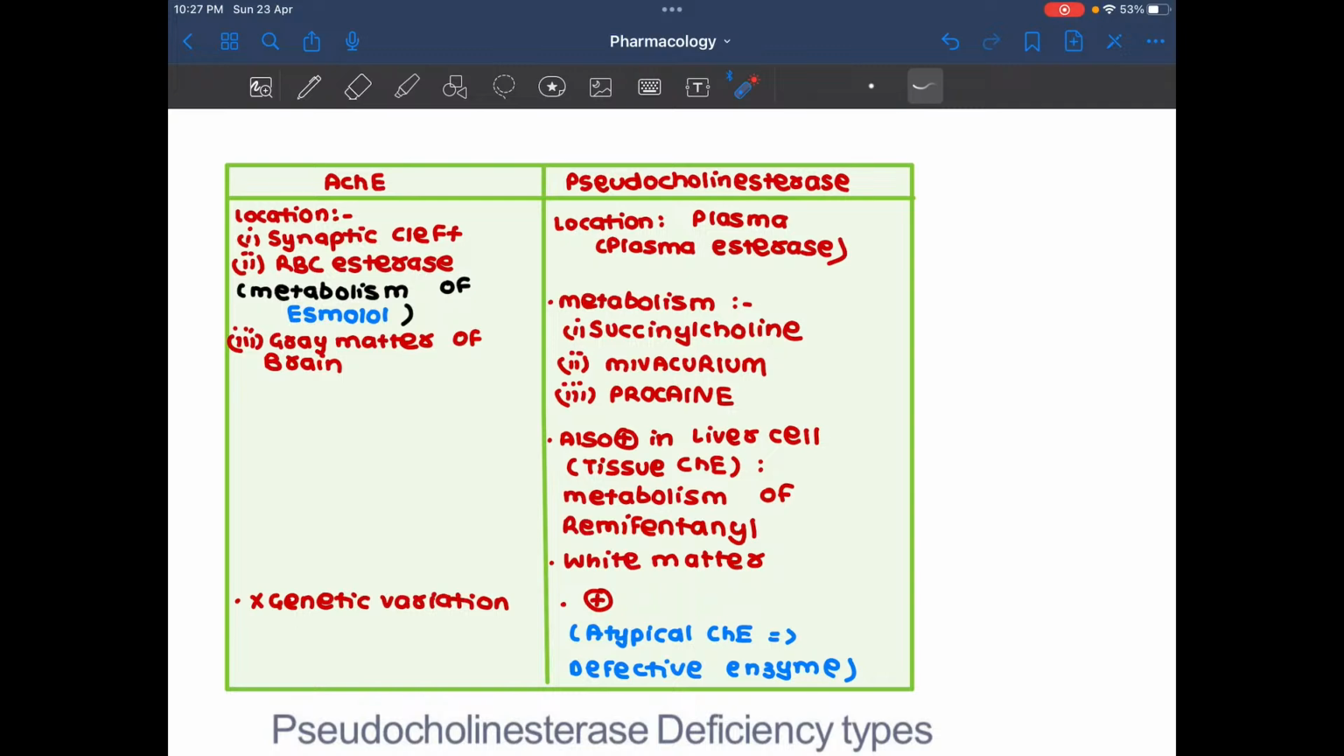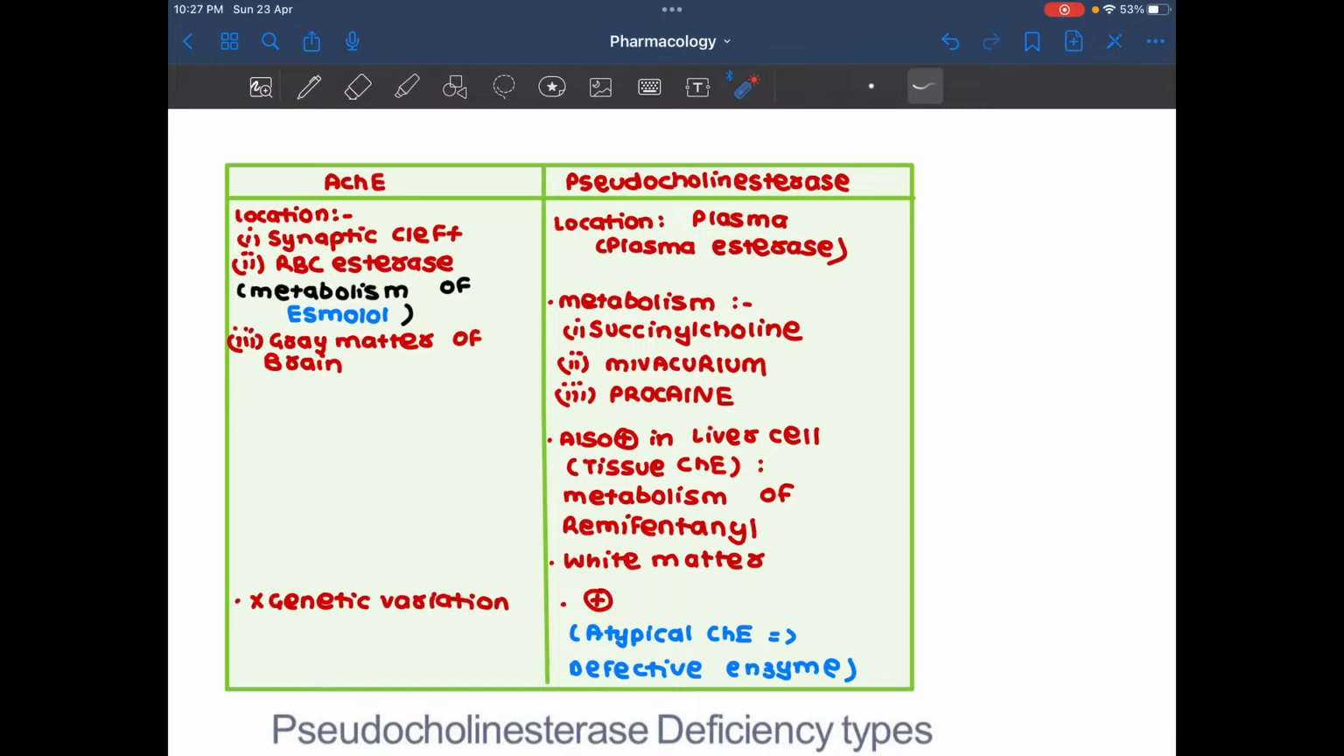The second location for your acetylcholine esterase is on your RBC. Okay. So in RBC there is a special type of acetylcholine esterase known as an RBC esterase. Why is this important? Because we have a drug known as esmolol. It's a beta blocker. So this esmolol is very short acting. Okay. And why it is so short acting is that whenever we administer it, the RBC esterase is going to cleave these ester bonds which are present on your esmolol, and that's going to metabolize your esmolol.